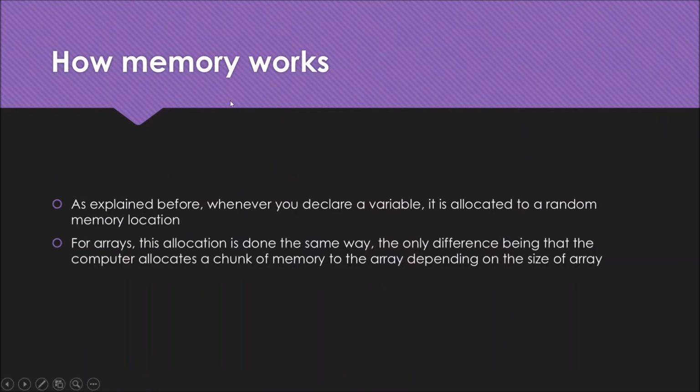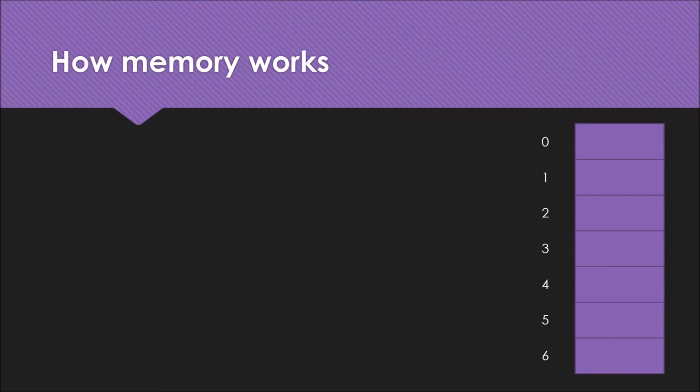As I told before, there's a huge memory which is available to the computer. So whenever you declare a variable, the computer randomly accesses some memory, and it puts the variable in that location. So that's why it's called random access memory, or RAM. For arrays, it does the same thing. The only difference is that instead of allocating a single memory location, it allocates multiple memory locations depending on the length of the array. So here's an example of how the memory works.